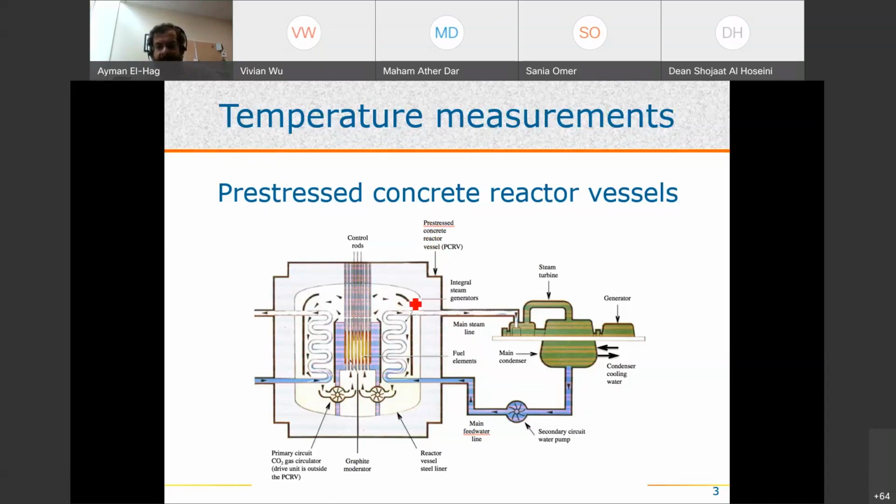Now, the outcome of this is that you will have steam coming here. These are the generators to produce electricity. We don't care about this. We care about the reactor itself, and how we can monitor such very, very high temperature. The temperature goes to hundreds of degrees. So how can we monitor such temperature?